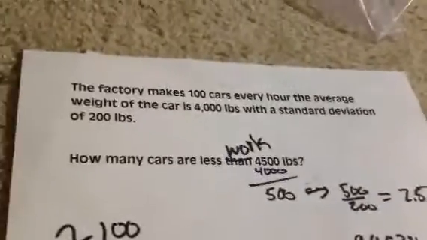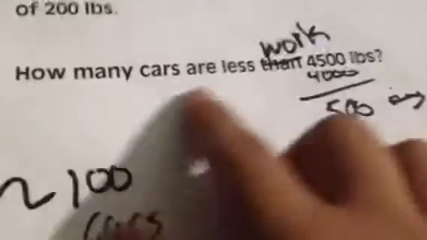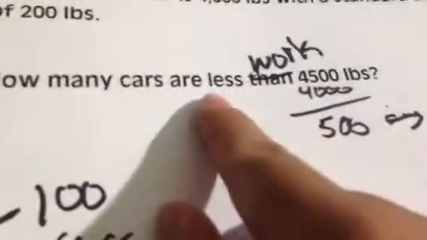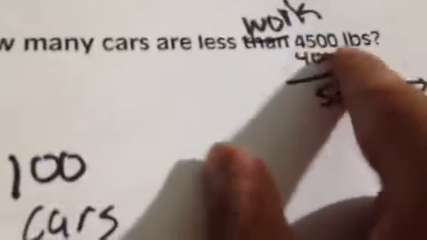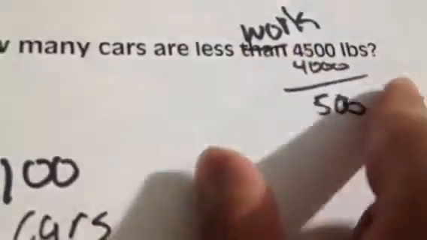Alright, so we have... The factory makes 100 cars every hour. The average weight of the car is 4,000 pounds. How many cars is less than 4,500? So less land, less work, right?